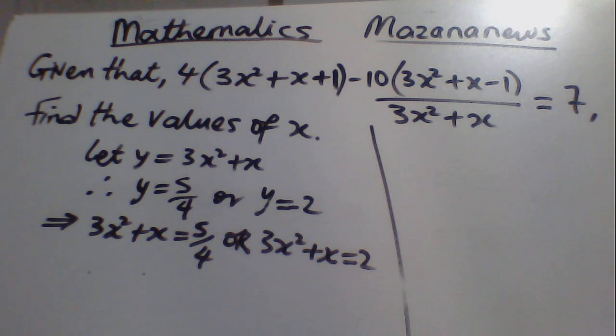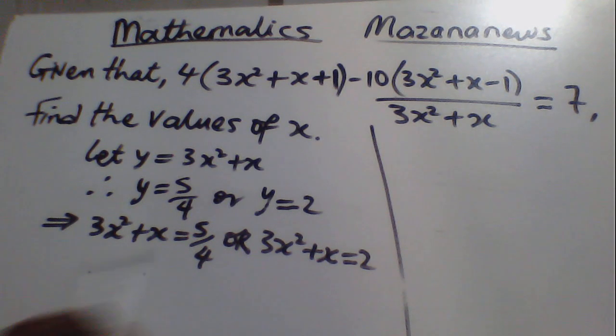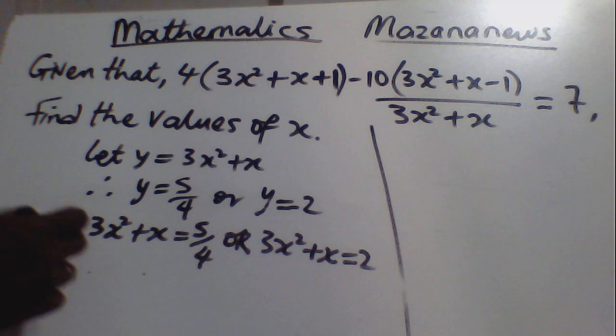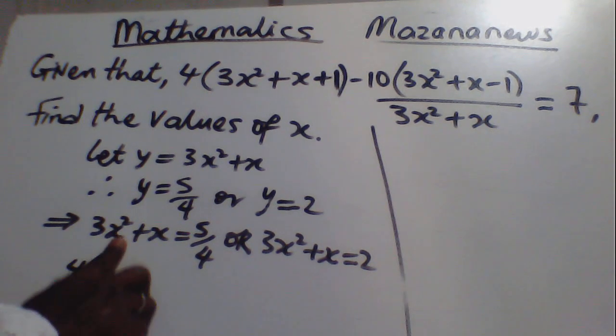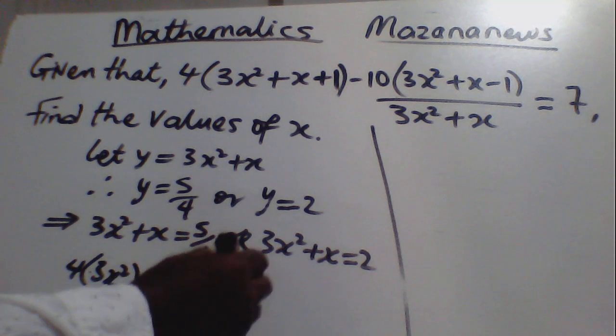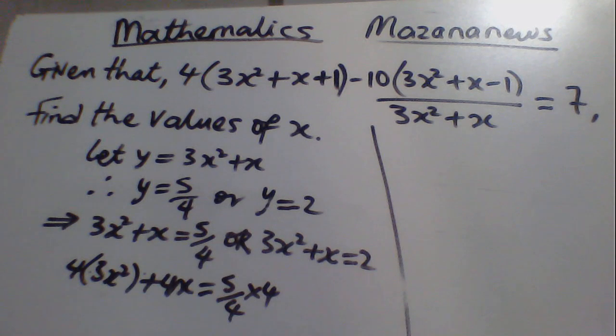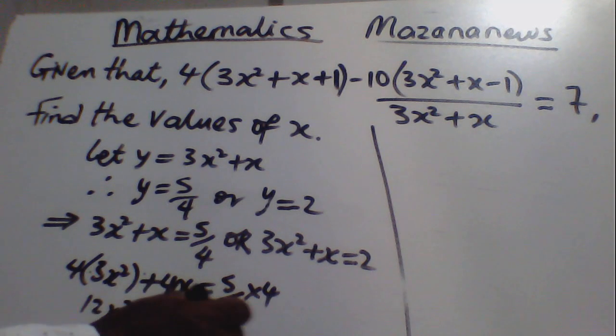So now we have two quadratic equations in x. We can now solve them one at a time. So let's solve this one. We have to clear the fraction, that is, multiply each of the terms by 4. So here will be 4 multiplying 3x squared plus 4x is equal to 5 over 4 times 4. And when you do that, you have 12x squared plus 4x is equal to 5.